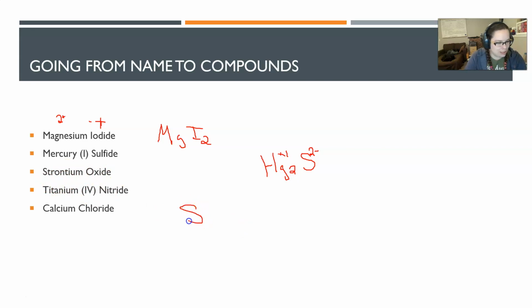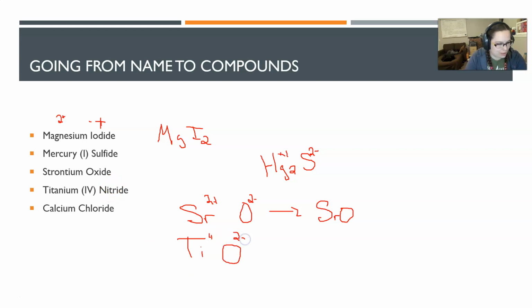Strontium oxide, Sr is 2 positive, and the ones without the Roman numerals are because they're not transition metals. So strontium is 2, oxygen is also 2, so we can reduce this. All we have to do is write it together: strontium oxide. Titanium 4 nitride, so titanium is Ti, that has a 4, and then oxide is oxygen.